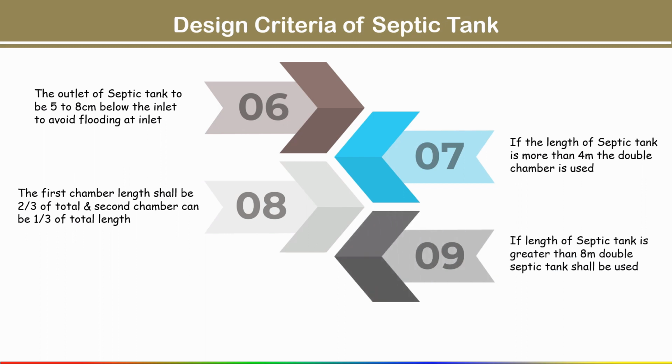Now the next point is, if the length of the septic tank is greater than 8 meter, what do we have to do? A double septic tank shall be used.